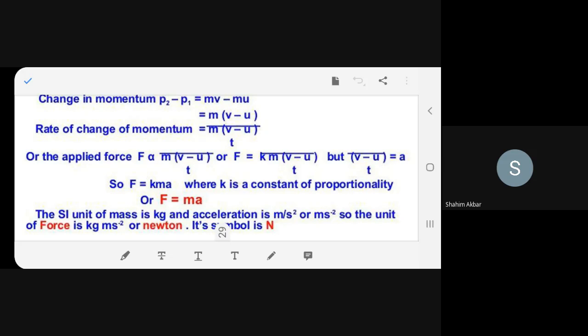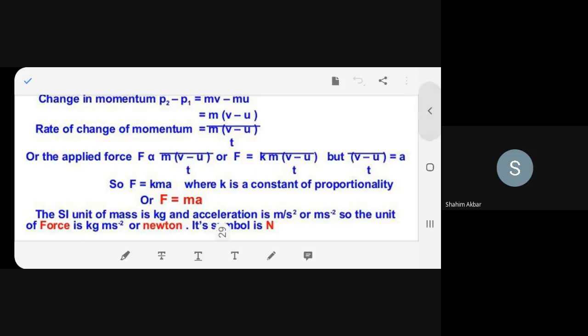Now the applied force F is directly proportional to m(v minus u) upon t. Or F is equal to k times m(v minus u) upon t, but (v minus u) upon t is equal to a. Okay. This much have you understood or not? Or should I explain? Should I explain? Yeah, ma'am. Okay. Fine.